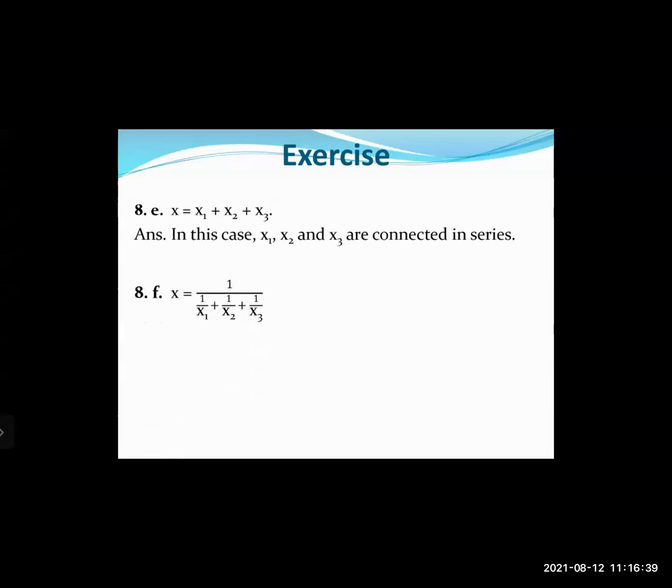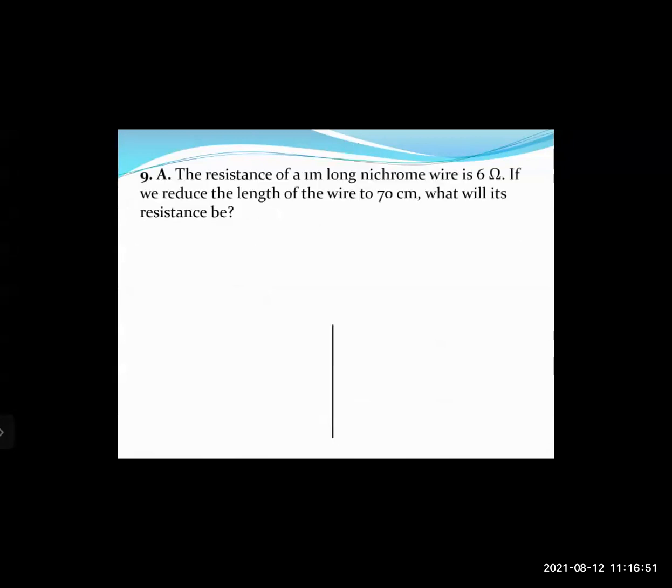Look at this one now. X is equal to the reciprocal of the sum of reciprocals of the individual resistors. When does the reciprocal come? Parallel combination. In this case, X1, X2, X3 are connected in parallel. Very easy.